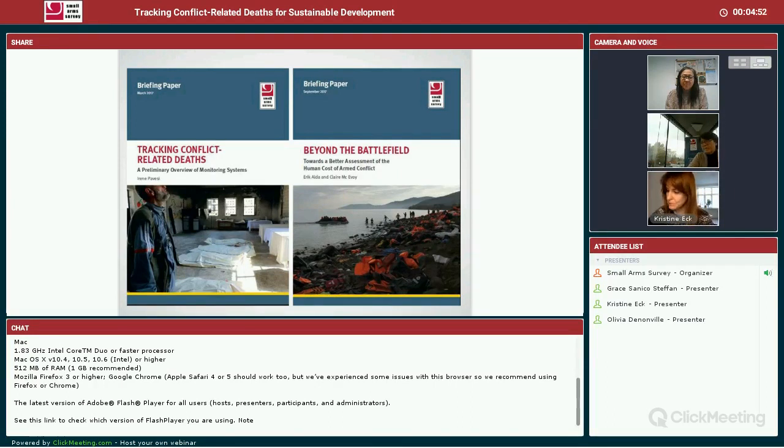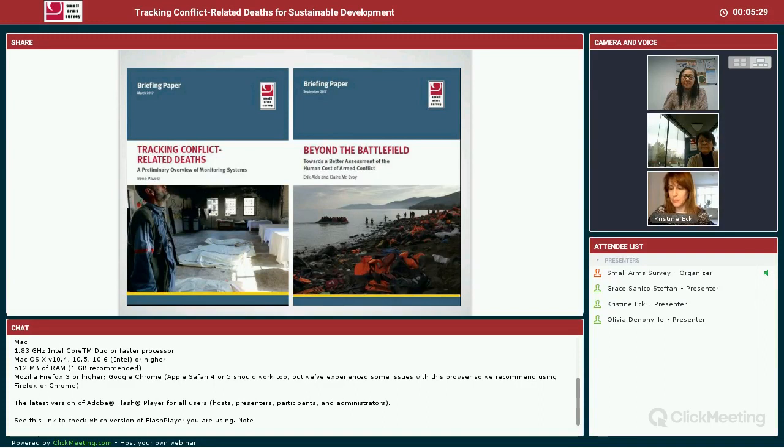So just very briefly, to go through what we have done over the past few months, years. We have published two briefing papers. Here you see the covers of these two briefing papers. One is Tracking Conflict-Related Deaths, by our colleague Irene Pavesi, who is also listening to the webinar. She mapped a wide range of sources of conflict-related deaths, trying to identify what kind of background and what kind of information they provide.